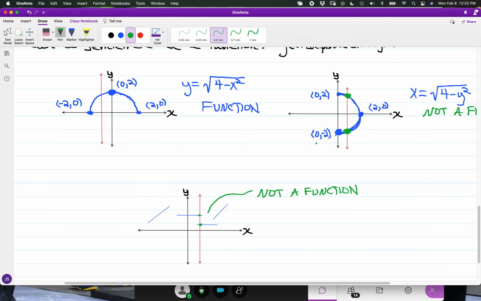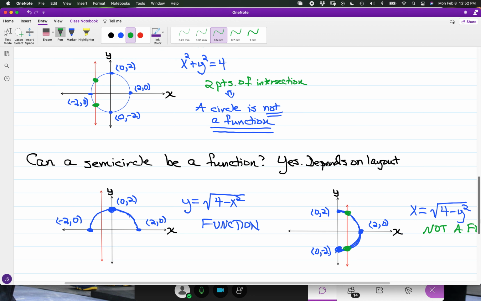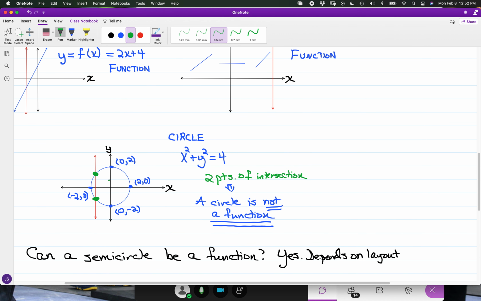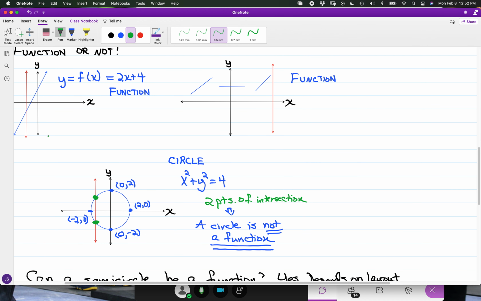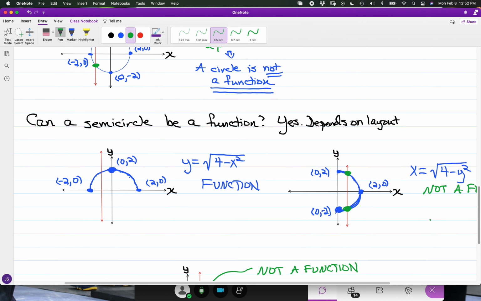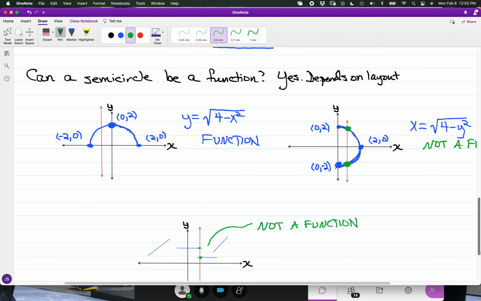Again, for there to be a function, for each x value there should be one and only one corresponding y value. And if there are two, like over here, or again with the circle, you're not going to have a function. Whereas with something like 2x plus 4, as well as the upper half of the circle right here, for each x value, there's only one corresponding y value. Those are illustrations of functions.